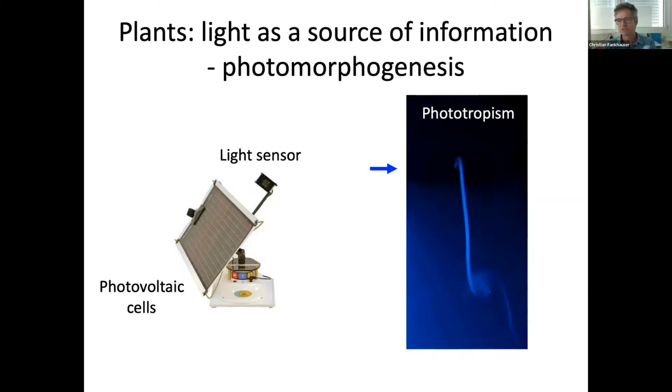And that's pretty much exactly what all of these plant photoreceptors do. They basically allow the optimization of photosynthesis. That's one of their key functions. They also do a number of other things, which I will briefly touch upon.